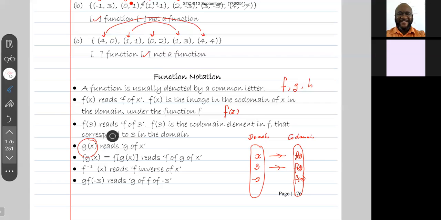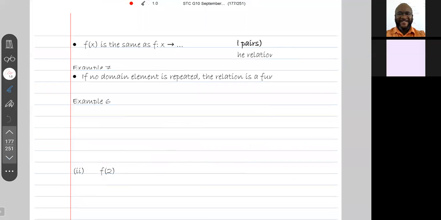This reads g of x. This is a composite function, and you read it as f of g of x. You read this as f inverse of x. And you read this as g of f of -3. All right.